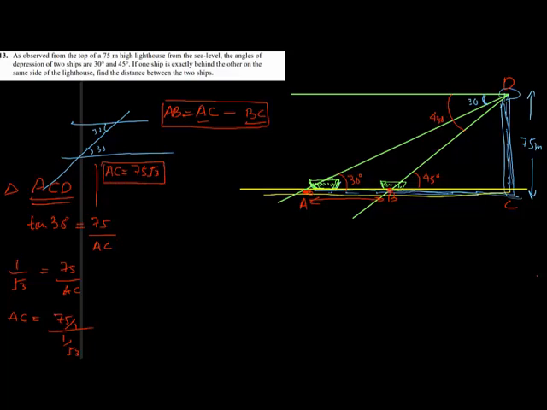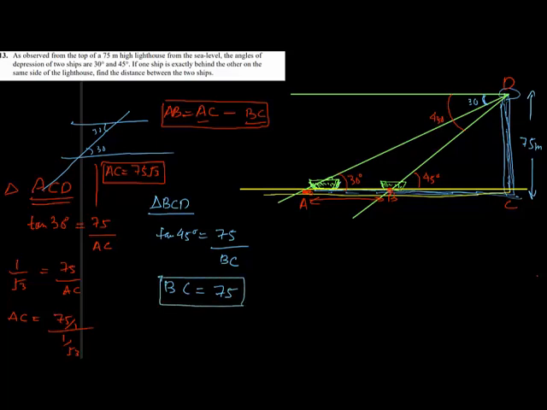So this is AC. Now let us use one more triangle, BCD. In triangle BCD, again, you're given the angle, you're given the side opposite to the angle, and you have to calculate the base, BC. So again, you will take tan 45. Tan 45 is equal to 75 divided by BC. Tan 45 is 1. So BC multiplied by 1 is BC. BC is 75.